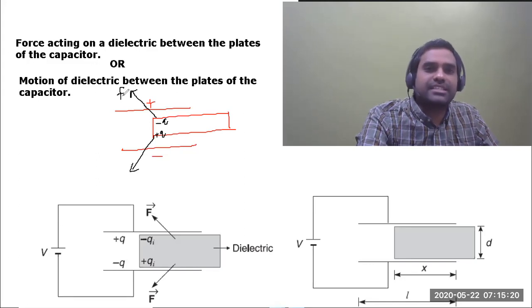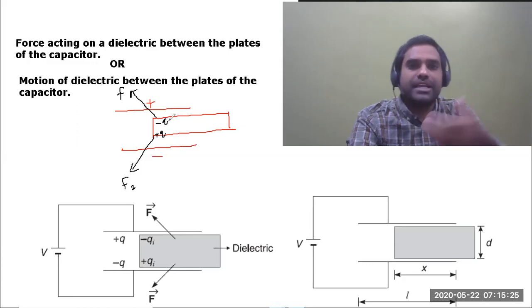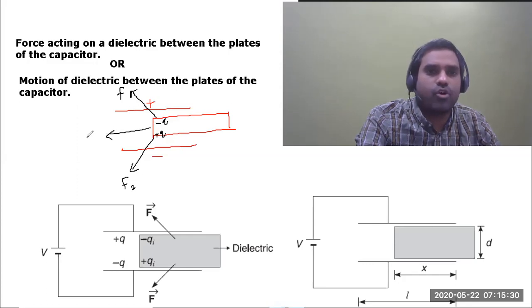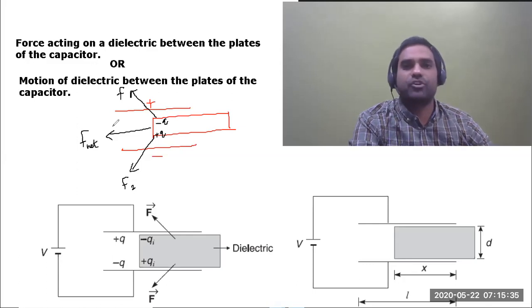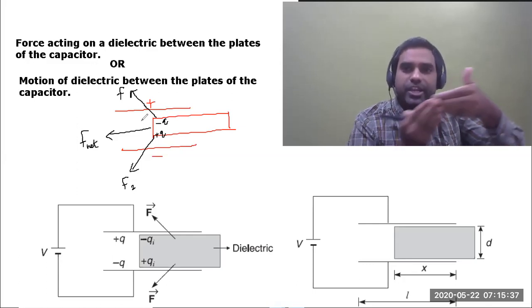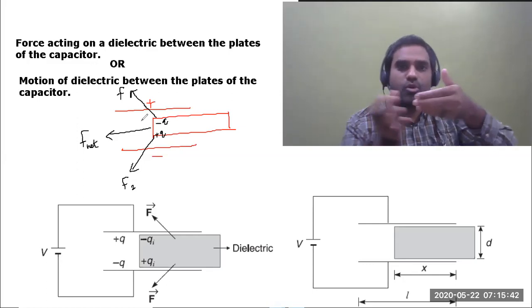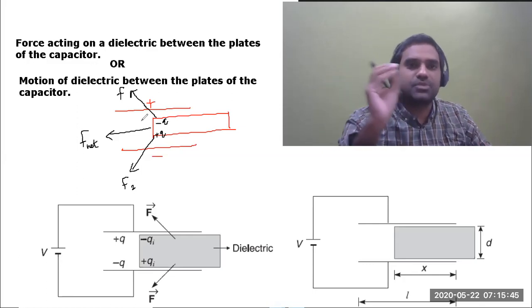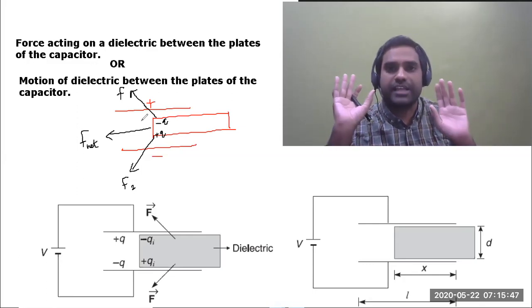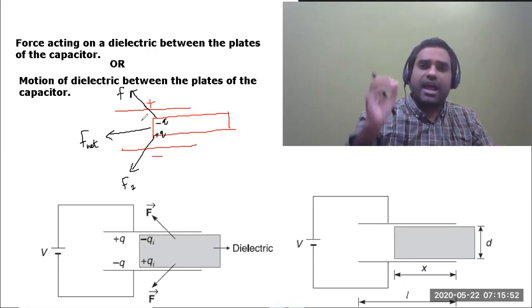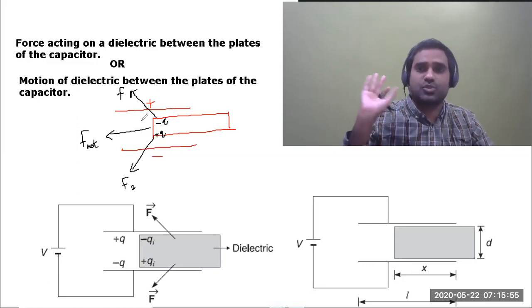So let us consider this is force F and this is force F. Now you see, since both are simultaneously attracted on either side, the net force will be into the plates of the capacitor. What is the net force on the dielectric, students? It will be into the plates of the capacitor. Therefore, the dielectric starts moving into the plates of the capacitor. That's why it is also said to be the motion of a dielectric between the plates of the capacitor. That's it, students. It is very easy to visualize and very easy to understand also.